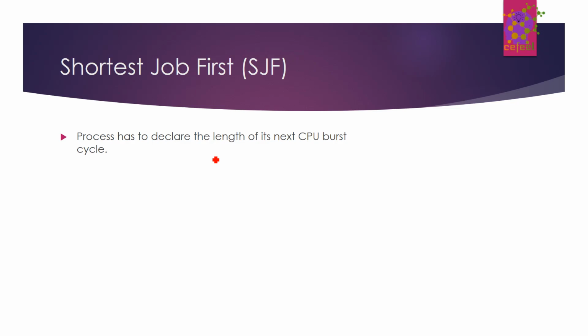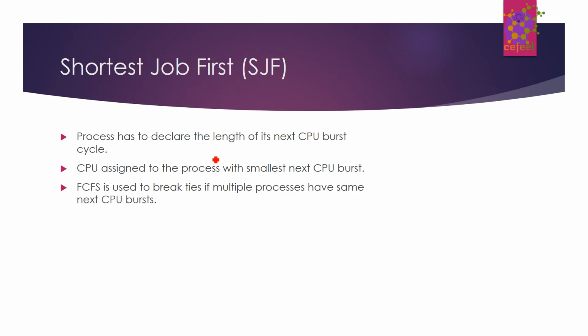In fact, a process has to declare the length of its next CPU burst, so how long the process will take on the CPU, and based on that, the dispatcher or scheduler sees which process has the next smallest CPU burst, and the CPU is assigned to it. And if there are multiple jobs that have the same next burst, it will use FCFS, which means the process that came first, to break ties.